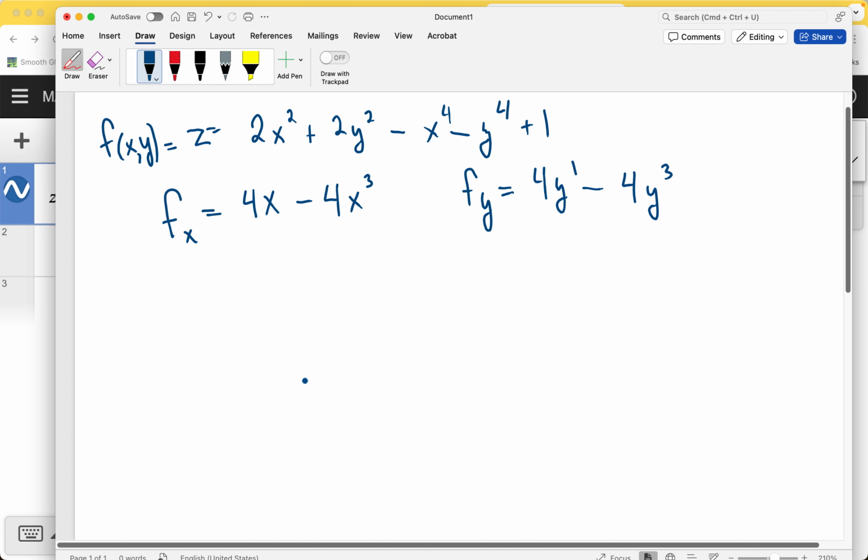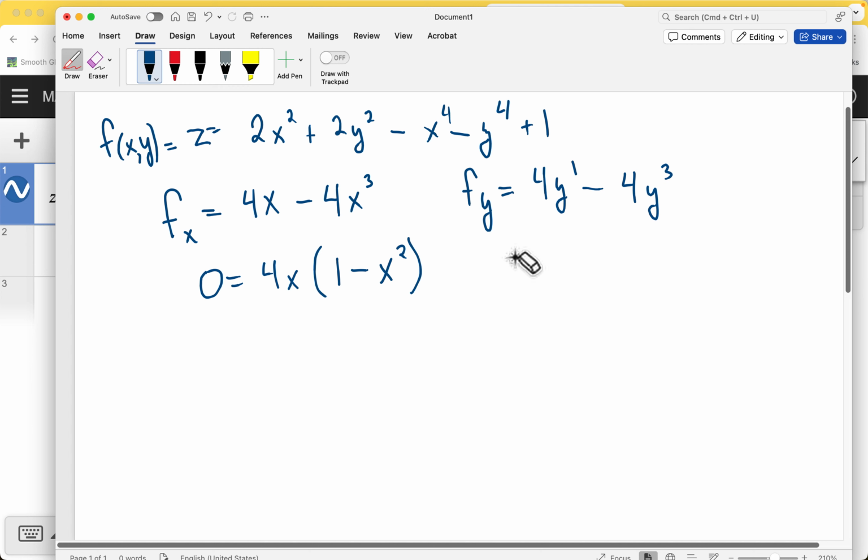How are we going to get 9 points out of this, right? I'm going to rewrite this. Actually, I'm going to set it equal to 0. Save myself some steps. So setting it equal to 0, I'm going to factor this as 4x times 1 minus x squared. Might be kind of cool.